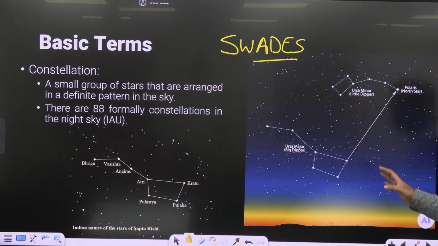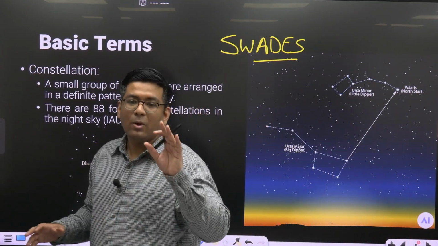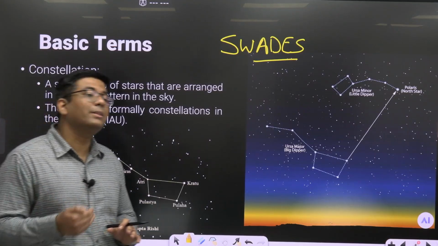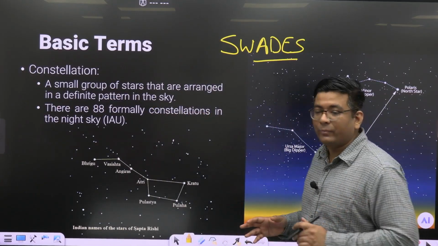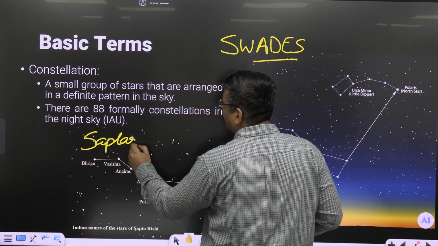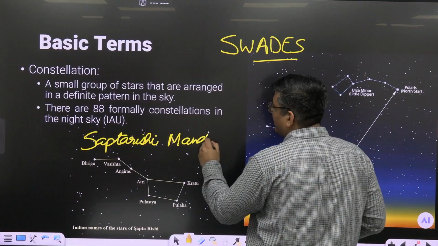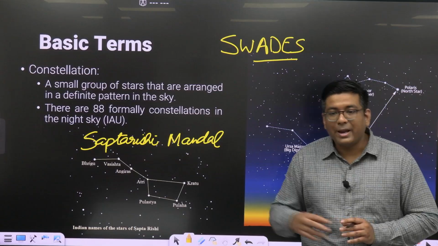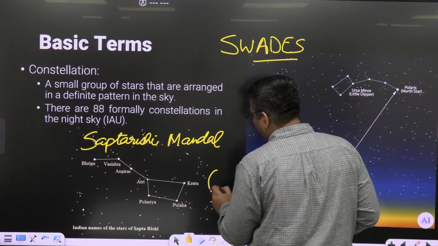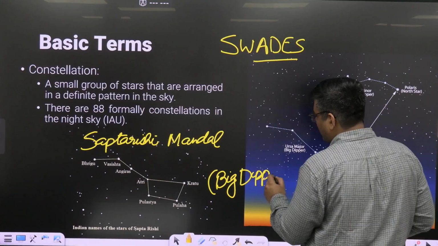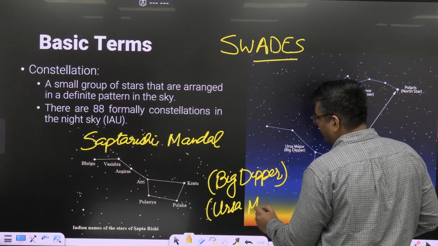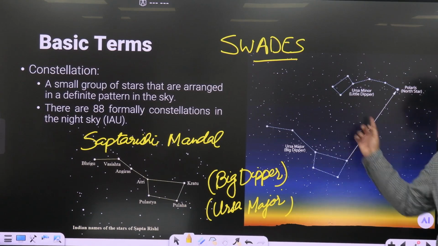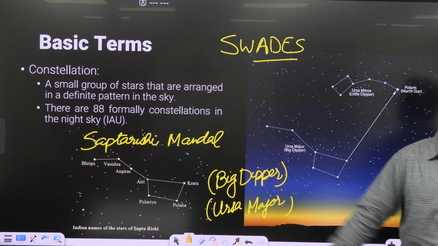Understood? So in the context of India, we had one particular very special constellation that was made out of 7 stars. Those 7 stars in India are actually called Saptarishi, the 7 great sages of India. So that constellation is known as Saptarishi Mandal. This is basically a Hindi term where there are 7 stars named after 7 great sages of India. In the English language, the same constellation is known as the Big Dipper, also known as Ursa Major. So these two are basically the same. This is the English equivalent, Ursa Major. That is the Hindi equivalent, Saptarishi Mandal.